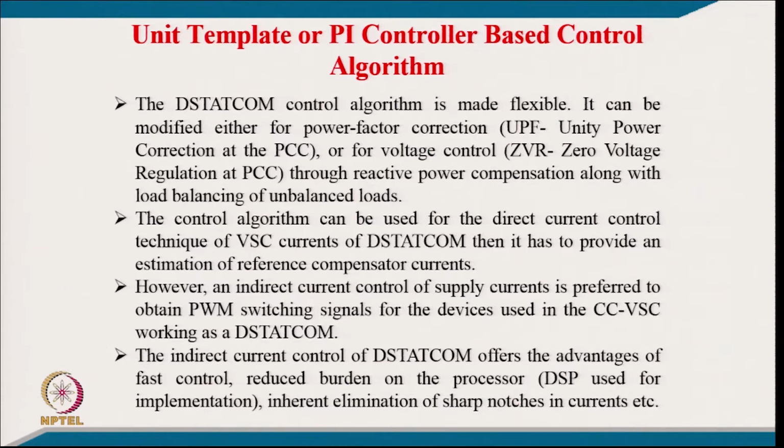The D-STATCOM control algorithm is made flexible and it can be modified either for unity power factor correction at the PCC, that is one requirement. And another requirement, as we discussed earlier, is that D-STATCOM can be used even for voltage regulation, for zero voltage regulation through reactive power compensation along with the load balancing of unbalanced load.